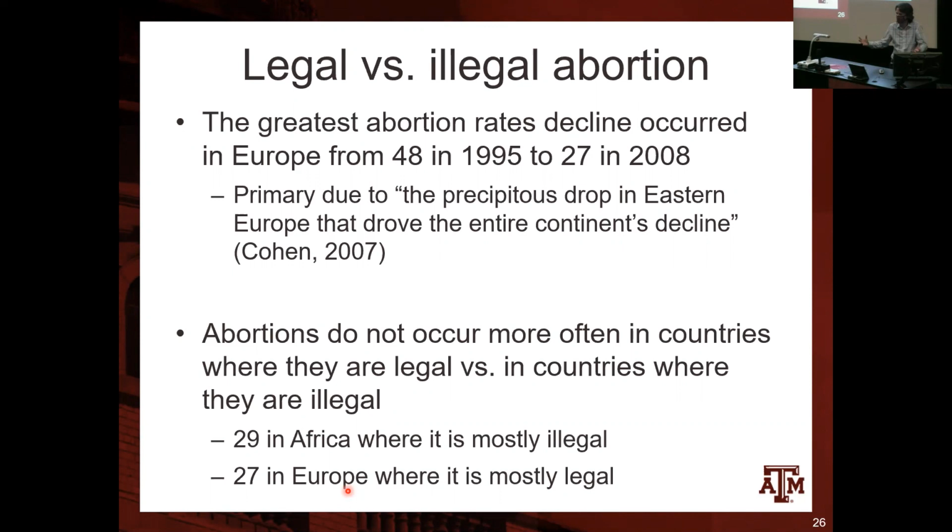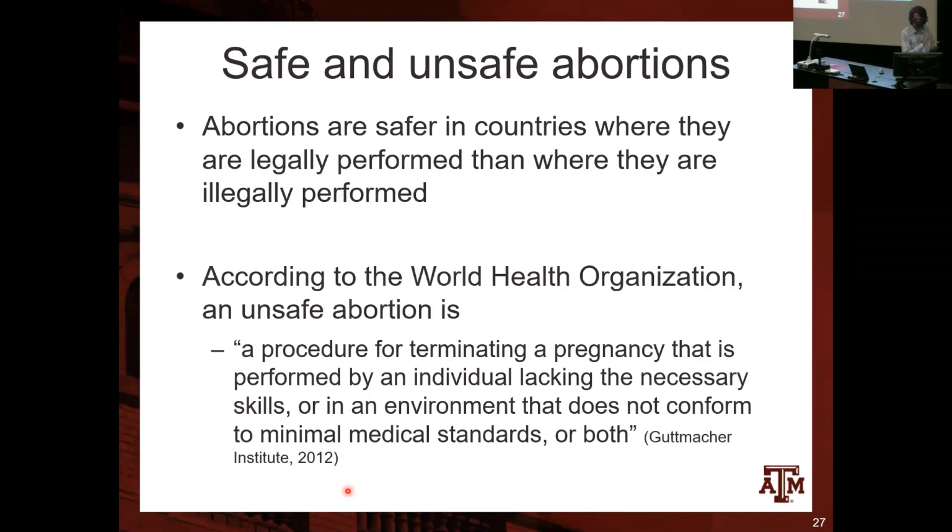And they should be affordable to women. Provide this mix of methods of family planning. Abortions are safer in countries where they are legally performed than where they are illegally performed. And according to the World Health Organization, an unsafe abortion is a procedure for terminating a pregnancy that is performed by an individual lacking the necessary skills, in an environment that does not conform to minimum medical standards, or both.